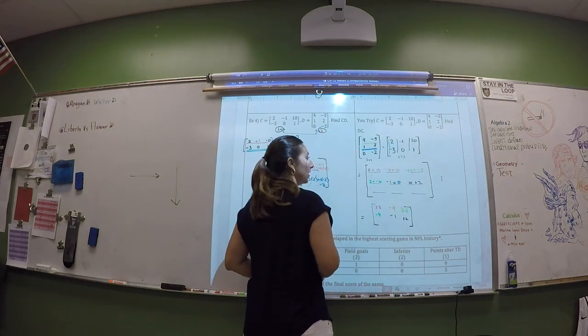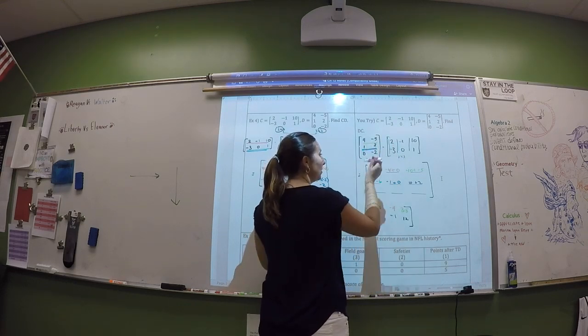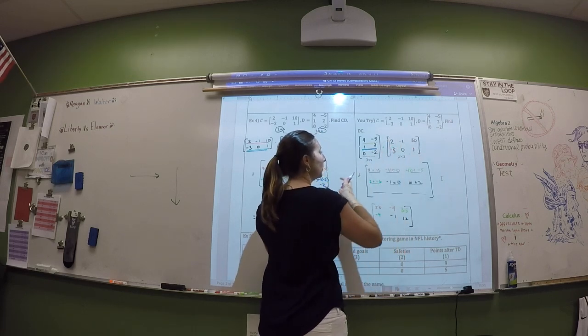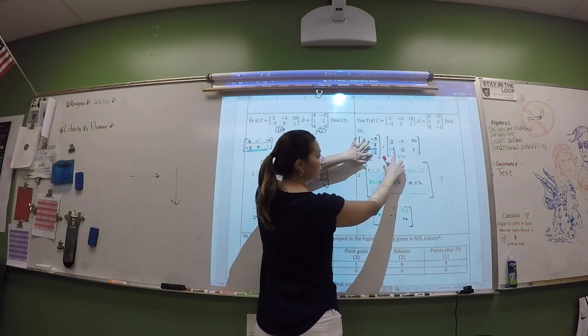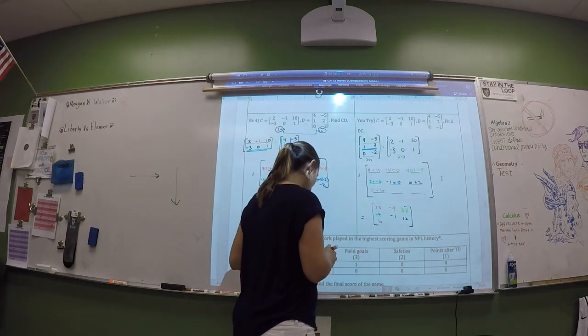Once we have everything in row 2 of our answer, we're done with row 2. Move on to row 3 and repeat the columns. So row 3, we have 0 times 2 is 0, negative 3 times negative 2 is 6, add them together, and we get 6.